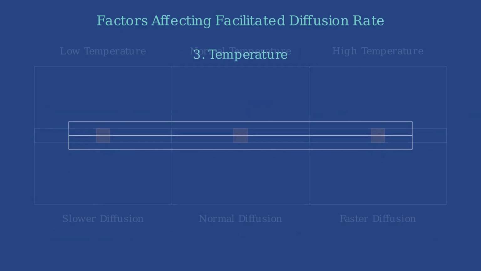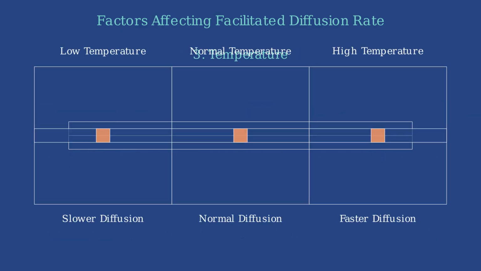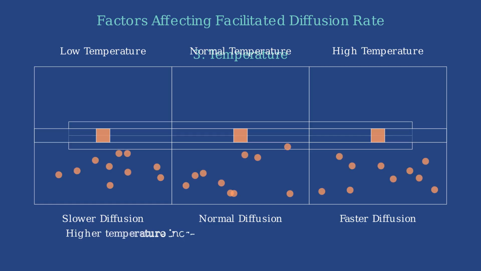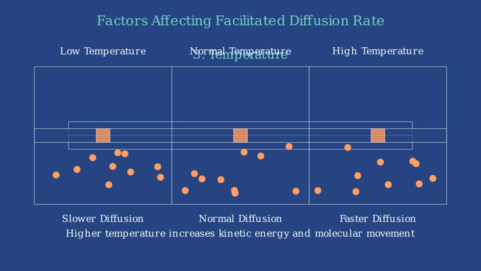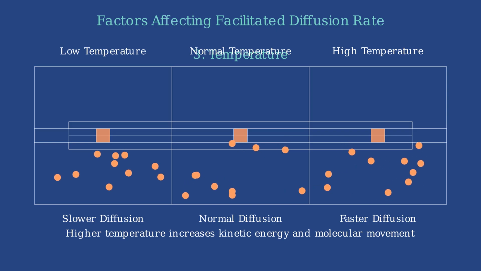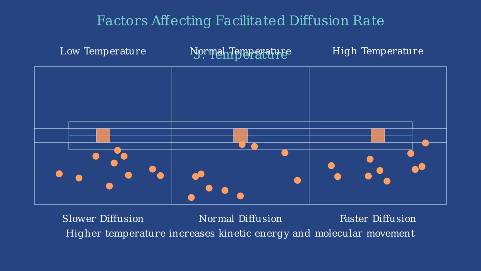Temperature is the third major factor affecting facilitated diffusion rates. Higher temperatures increase the kinetic energy of molecules, causing them to move more rapidly. This increased molecular motion leads to more frequent collisions with transport proteins, accelerating the rate of facilitated diffusion.